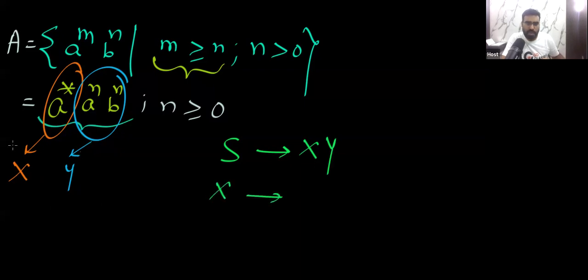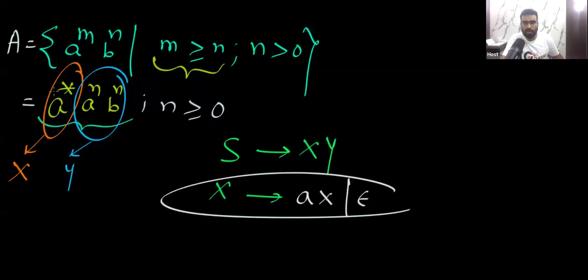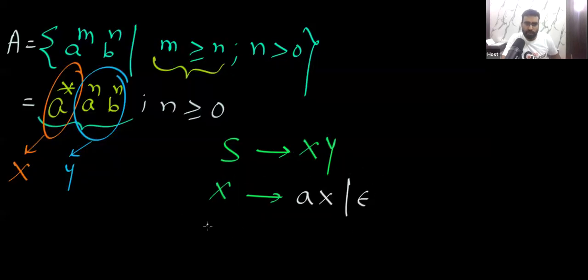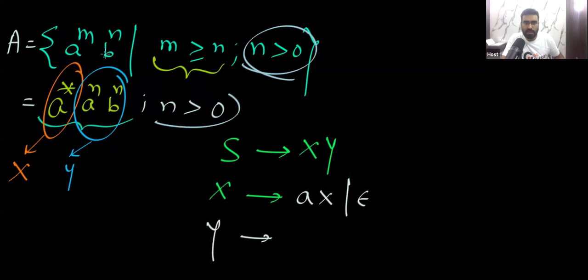What should x give me? X should give me a star. For a star, this is a standard grammar, that is ax or epsilon. Yes or no? Ax or epsilon. So you can see this will give you a star. And what should y give you? Y should give you a power n b power n, where n is greater than 0.